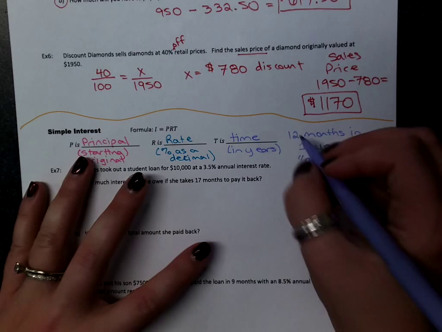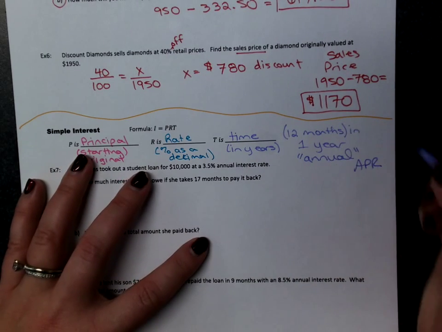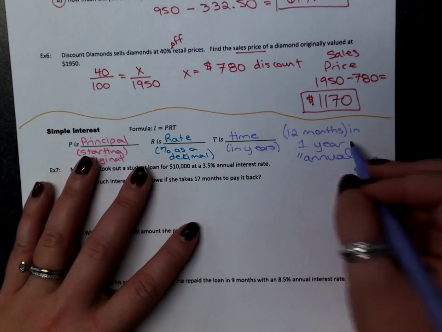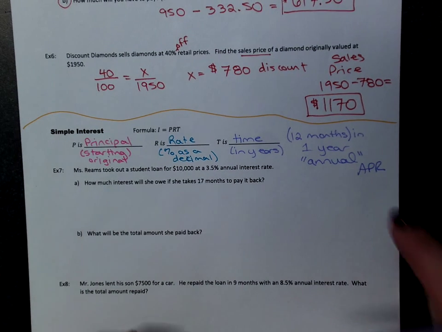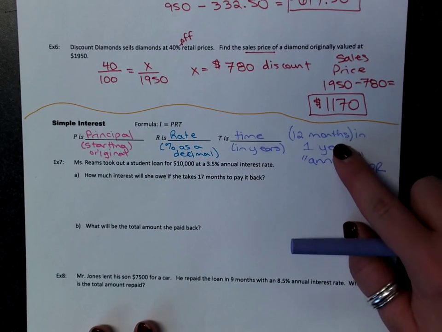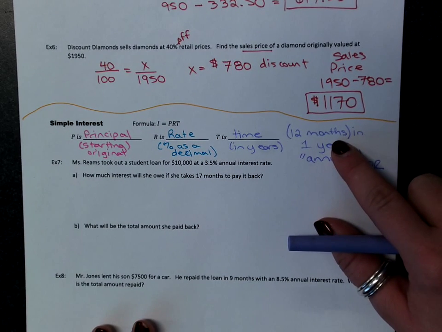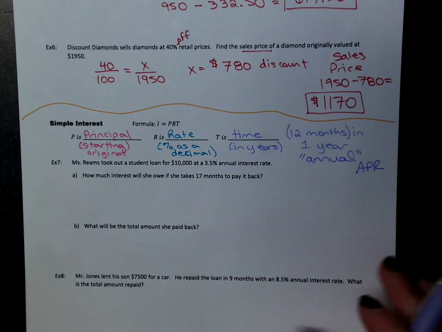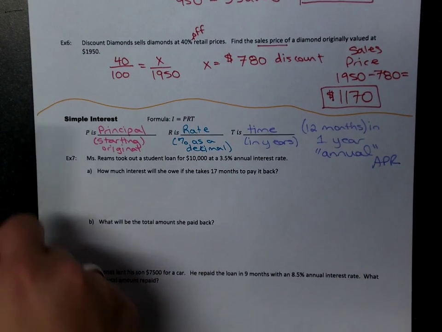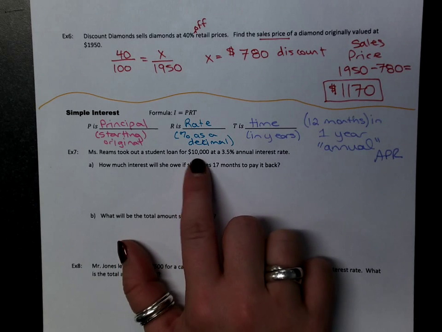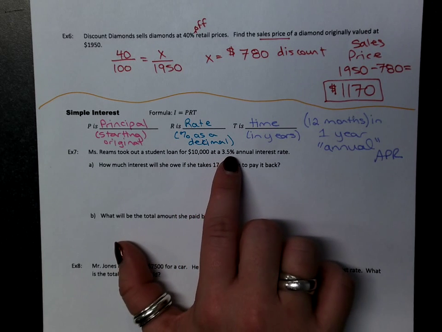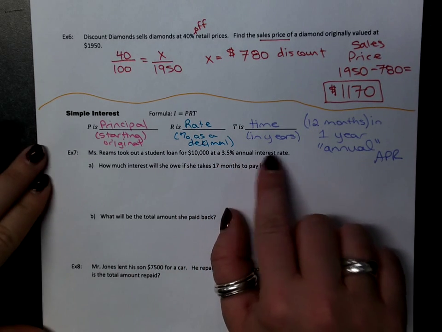But we have to break it down into months. And so we have to remember that there are 12 months in 1 year. Most of us pay our bills every month, and so that's where that comes from. You have to break your annual rate into a certain number of months that you're going to pay. So let's look at example 7. It says Ms. Reams took out a student loan for $10,000 at a 3.5% annual interest rate.